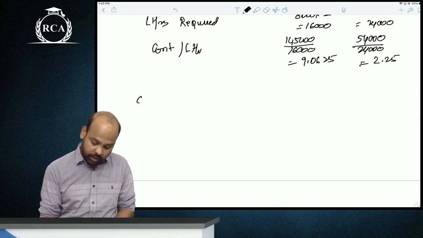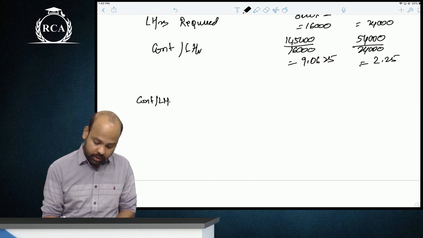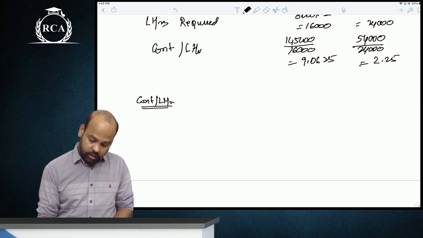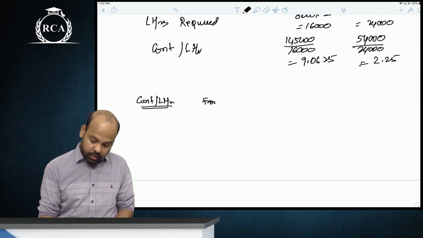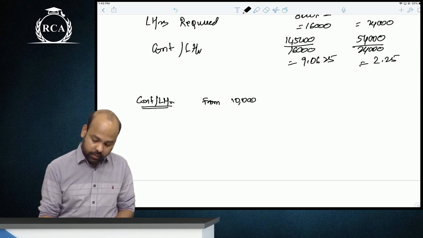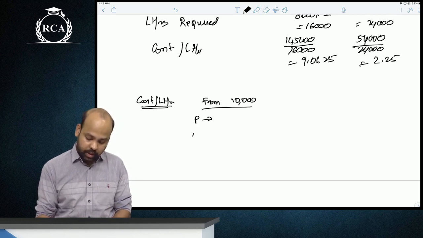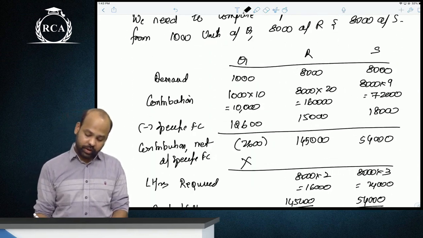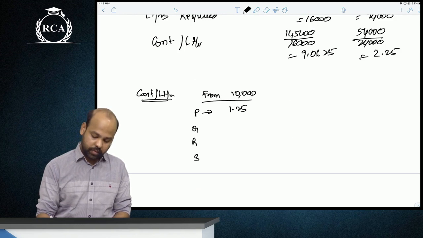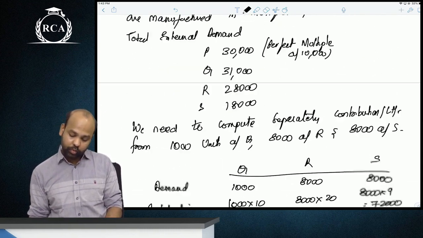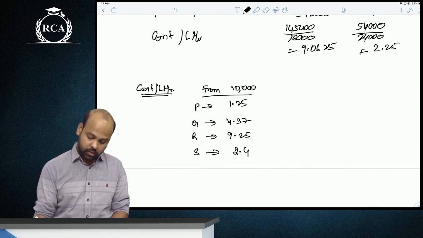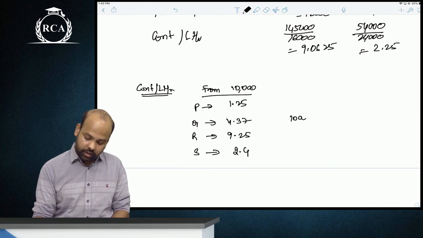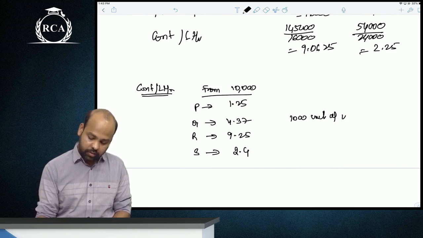Think like this now, beta. Contribution per labor hour. From 10,000 units, P, Q, R, S: P gave us 1.25, Q 4.37, R 9.25. S, beta, gave us a contribution of 2.4. Then, beta, from 1,000 units of Q, negative.